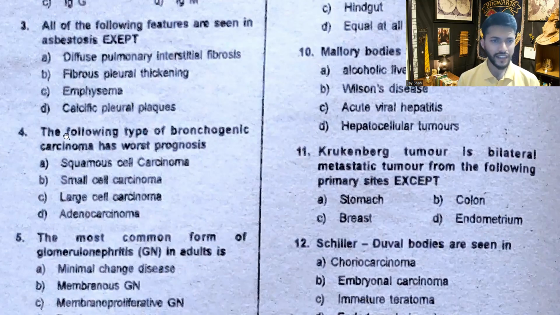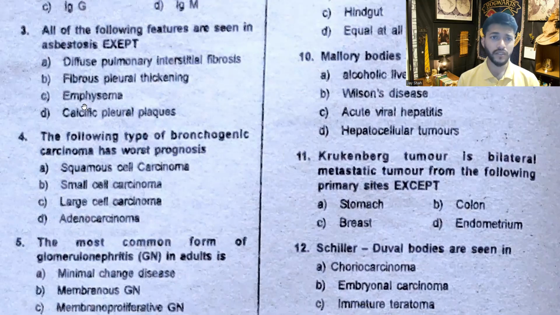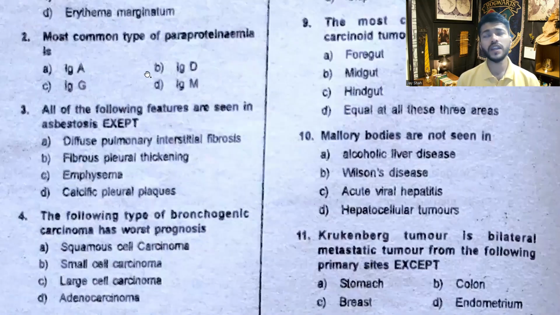So fibrous pleural thickening, yes. Calcific pleural plaques, yes. Emphysema, no. Emphysema has no relation. Most common type of paraproteinemia, most common type has to be IgG, multiple myeloma.